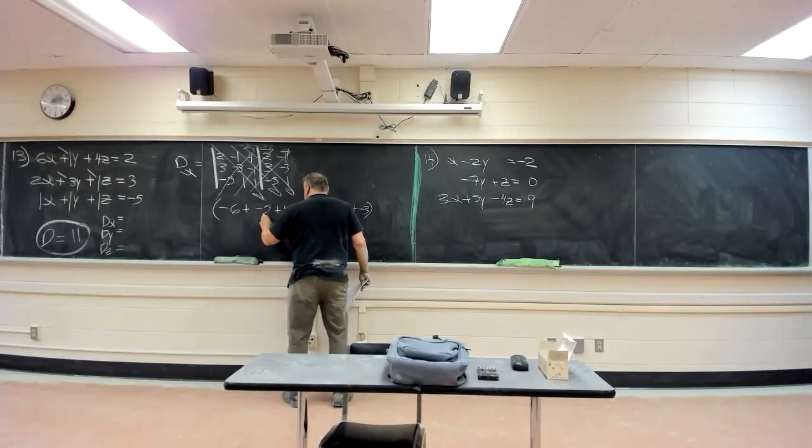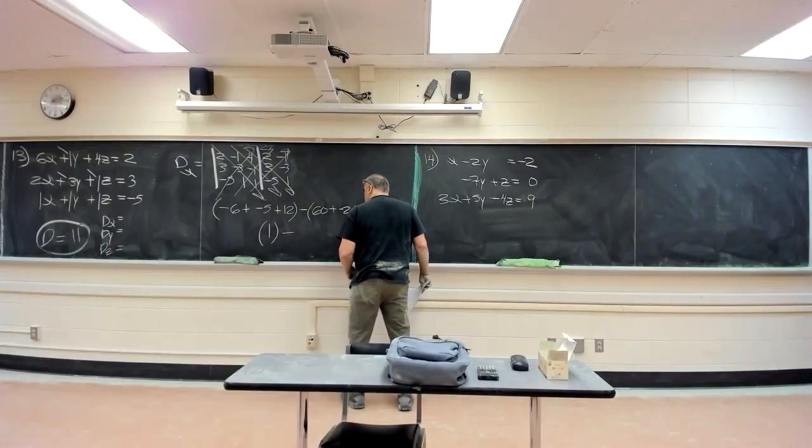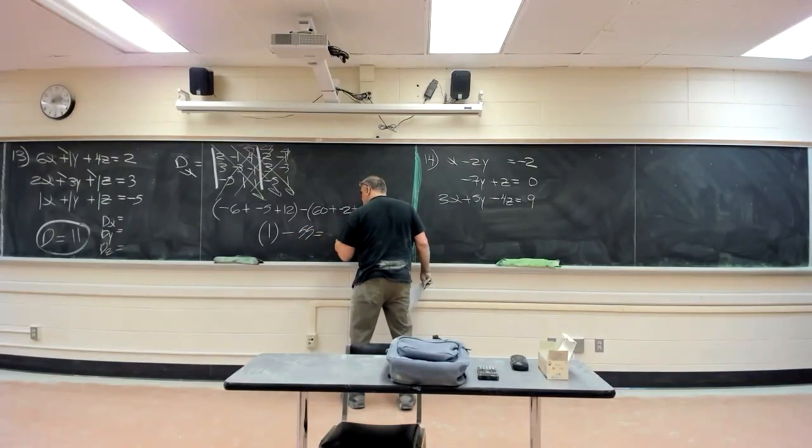-6 and -5 is -11. -11 and 12 is 1. Minus whatever's going to happen here. This and this is -5. With this is going to be 55. Minus 55 plus a -55 is -54.